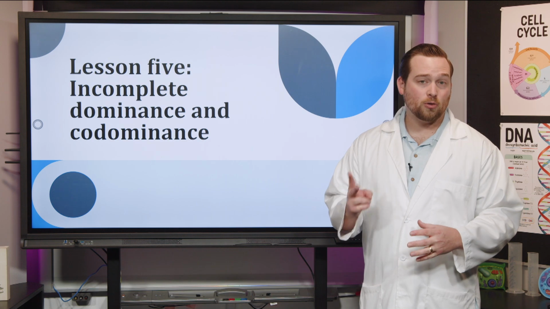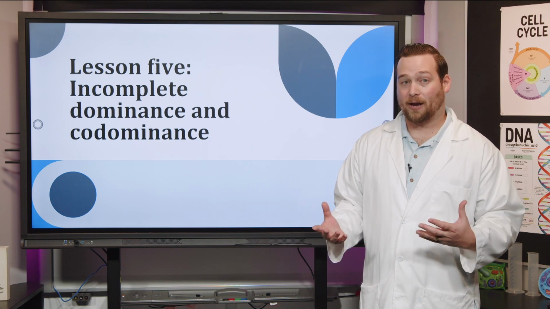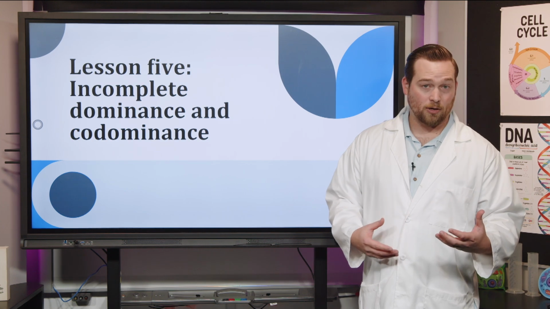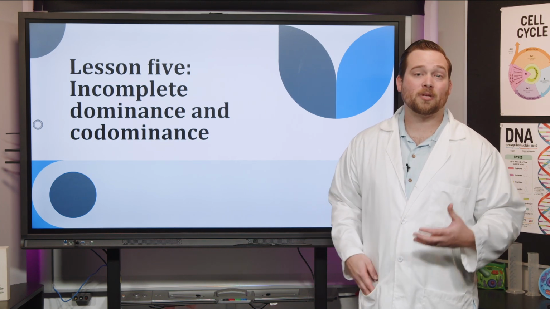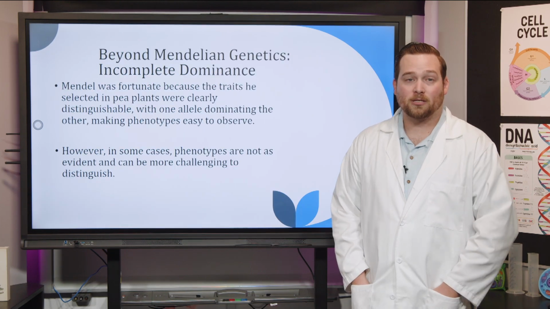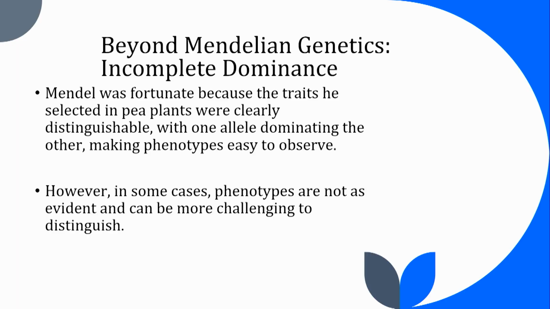So we're learning two new types of inheritance patterns today. It's called incomplete dominance and codominance, okay? That's what we're talking about today, and I'm going to tell you how it's similar and different to what we've learned in the past. So again, everything we've been talking about up to this point, when you're just dealing with two alleles and one is dominant and one is recessive, that's called Mendelian inheritance, okay? That's what he was really studying with those pea plants.